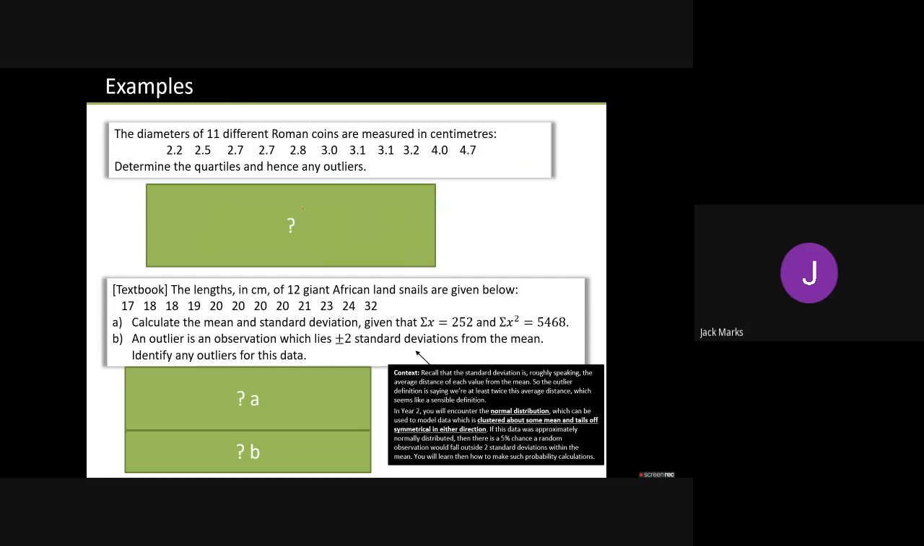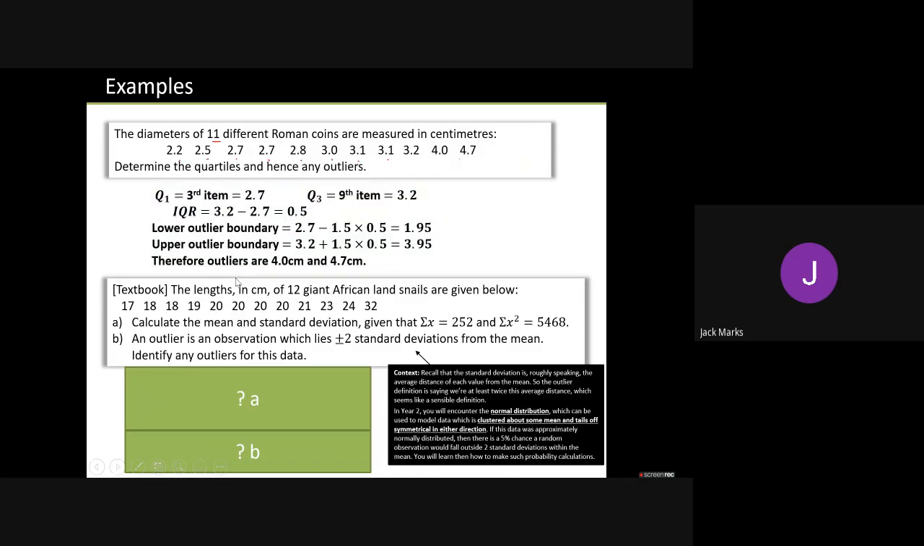So let's do a couple of quick questions. The diameters of 11 coins are here below. Determine the quartiles and hence any outliers. Calculating the quartiles uses chapter 2 knowledge, so you should revise this if you're unclear.